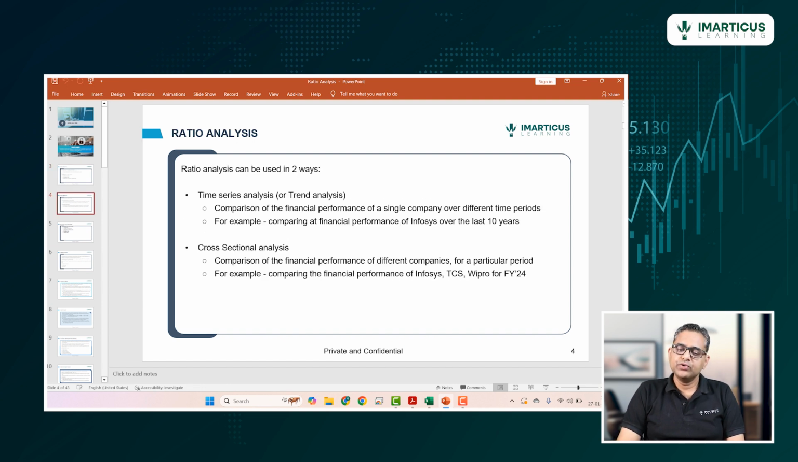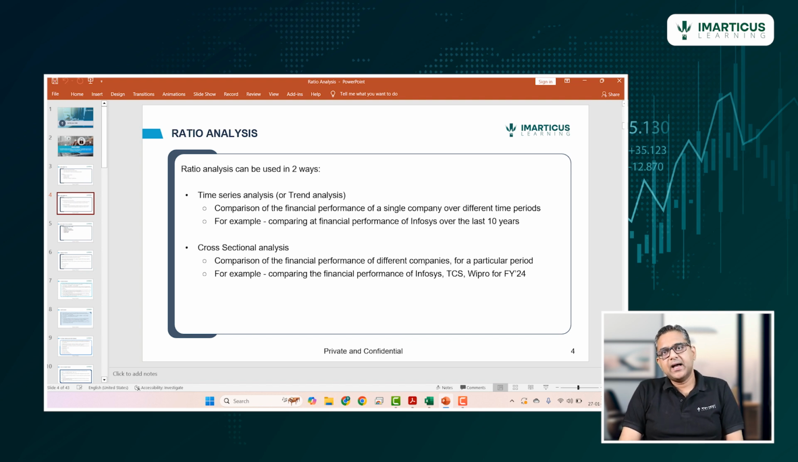Ratio analysis can be used in two ways. One is time series analysis or trend analysis, and the other one is cross-sectional analysis. What is time series analysis? In this, we do the comparison of the financial performance of a single company over different time periods.